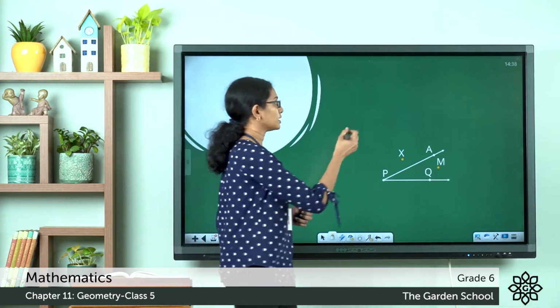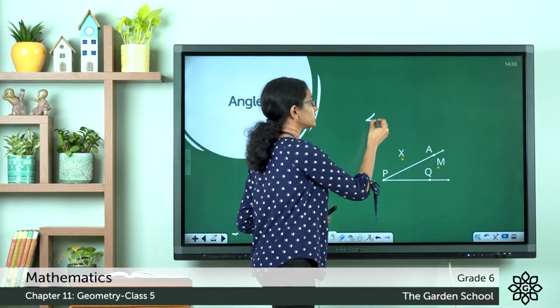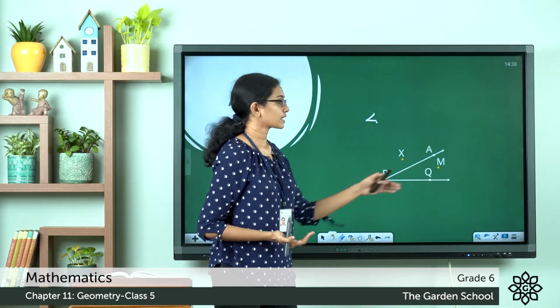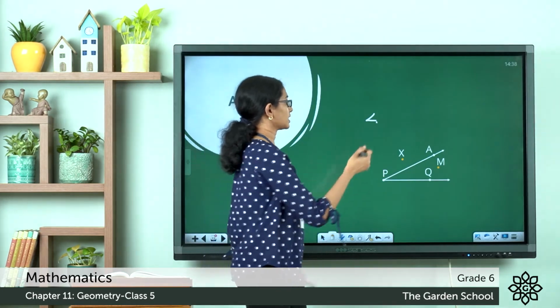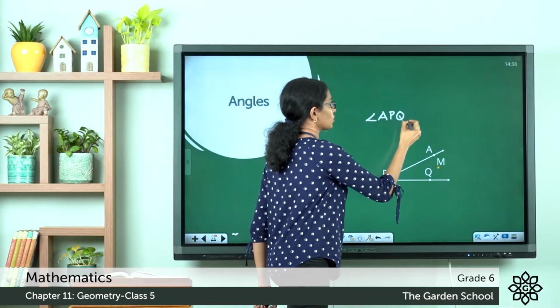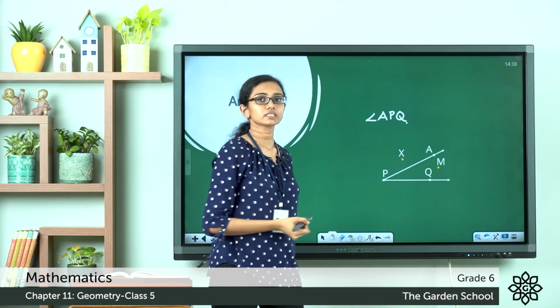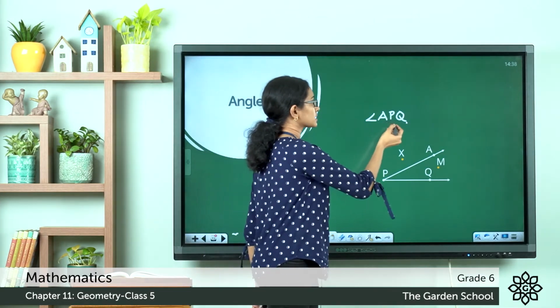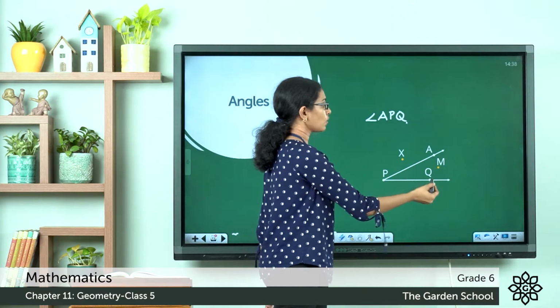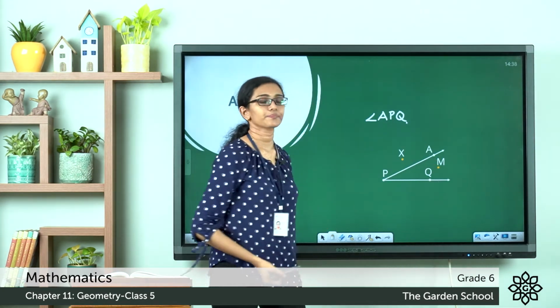Now, how do we denote an angle? We use a symbol which looks like a small angle to denote an angle. So this angle can be denoted as angle APQ. The name of the vertex or the common point is written in the middle. This can be written as angle APQ or angle QPA.